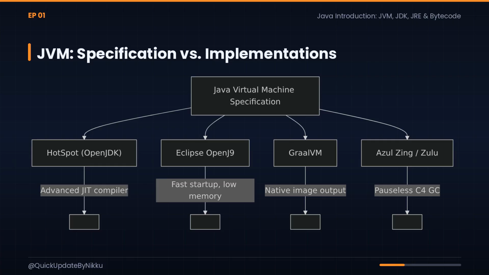OpenJ9 trades peak throughput for faster startup and a lower memory footprint, which matters enormously in containerized environments. GraalVM can compile Java ahead of time into a native binary with no JVM overhead at startup. Azul Zing's C4 collector eliminates the GC pause spikes that cause latency outliers in latency-sensitive services.